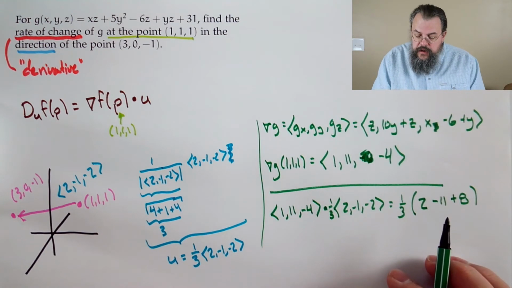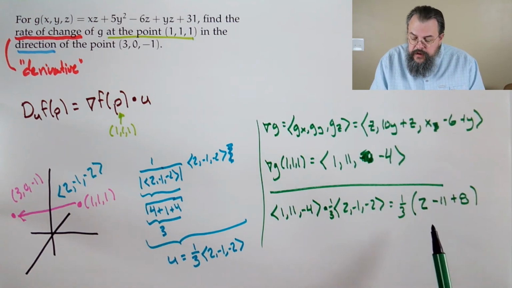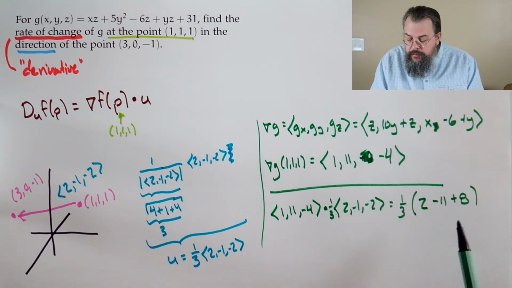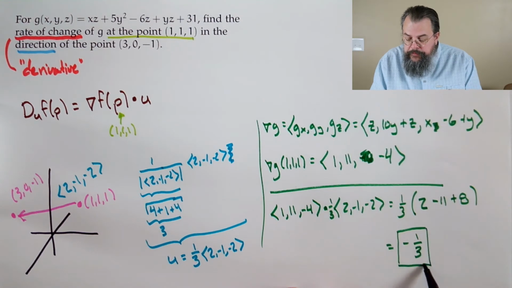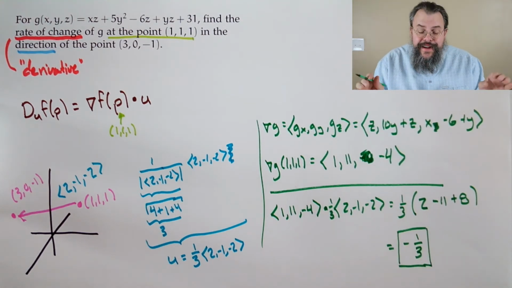Okay, well, so what do we end up with? 2 plus 8 is 10, minus 11, minus 1. Then there's a 1/3, so minus 1/3. That's our answer, minus 1/3.